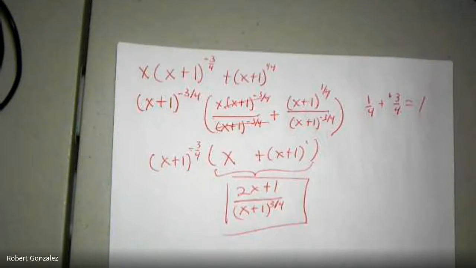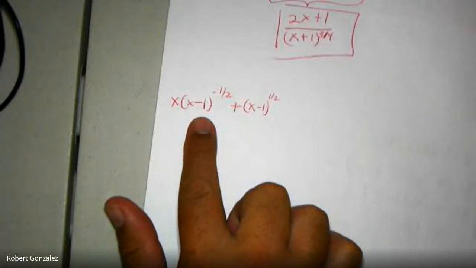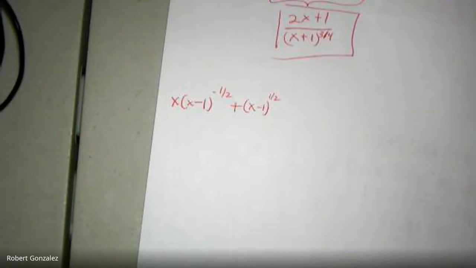Okay, I'm going to move the paper up. I have a problem for you to do like this one. Can you guys see it right here? X times quantity x minus 1 to the negative 1/2 plus quantity of x minus 1 to the 1/2. Factor that one.